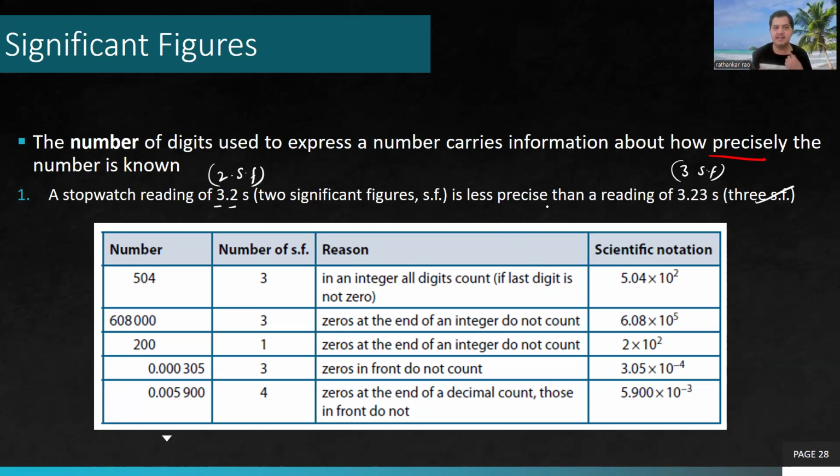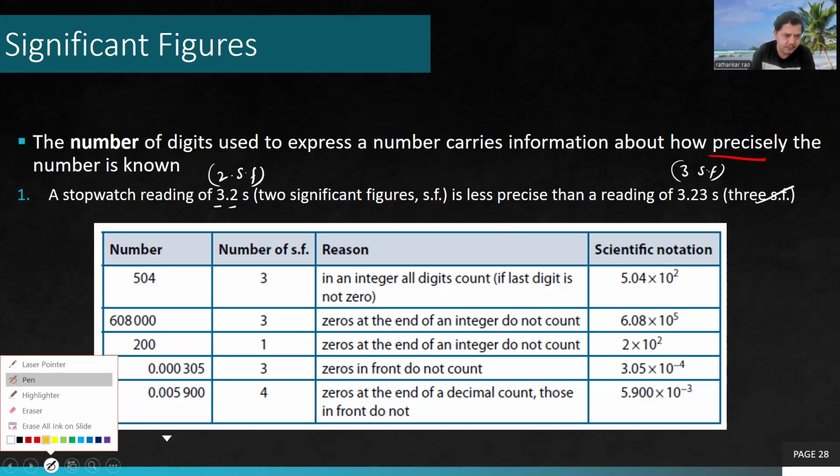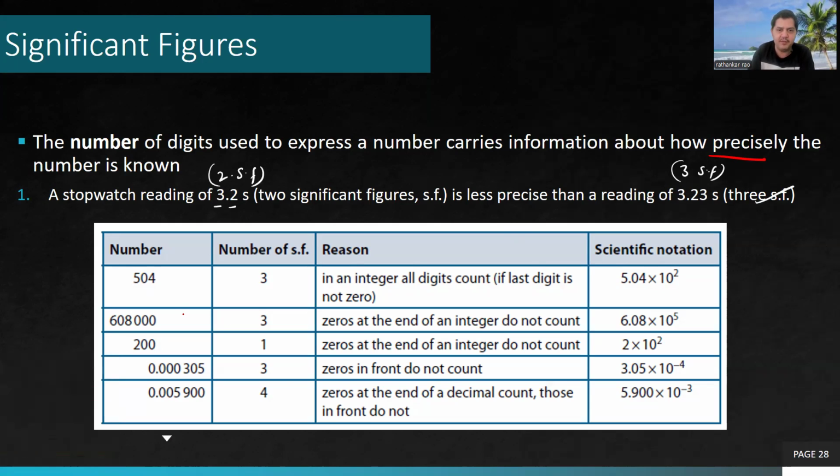The next part is some examples over here. 504, for example. I need to change my pen once again. 504 has 3 significant figures. Why? Because the 0 is in between. So there are 3 digits which are necessary. You cannot ignore the 0. So therefore, it is 3 over here.